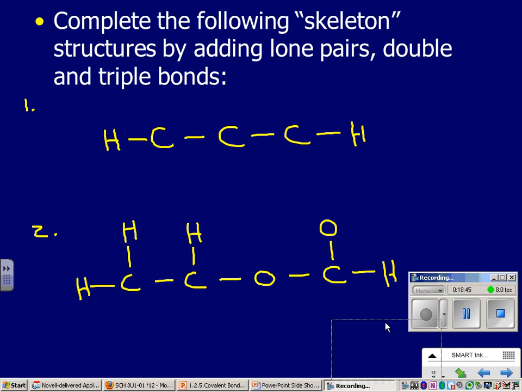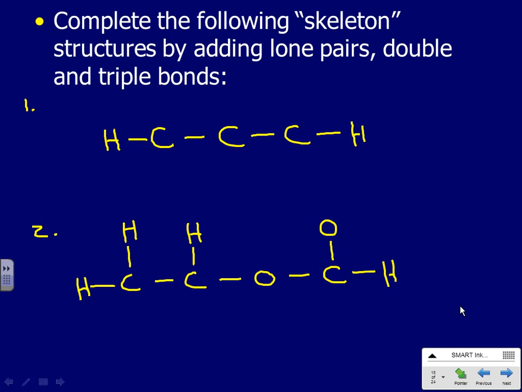Now, when we deal with bigger molecules, another way we can help you is by giving you a skeleton structure. This structure contains all of the basic connections of the molecule, but it doesn't have the double bonds, the triple bonds, and the lone pairs. So what I want you to do is add appropriate double bonds or triple bonds or lone pairs so that all of the atoms are happy, all right?